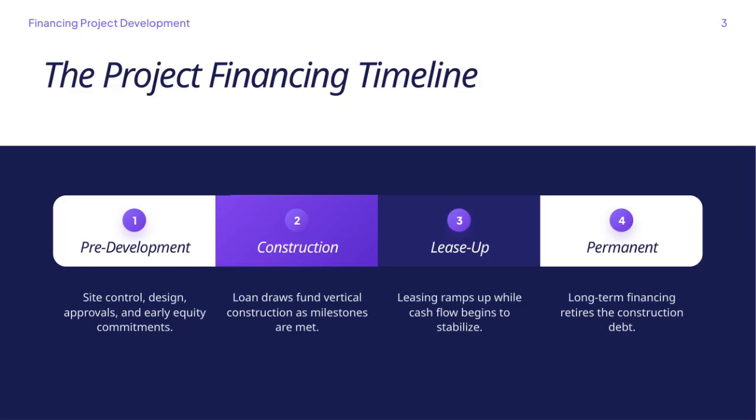Here, we're looking at the project financing timeline broken down into four key phases. First, in the pre-development stage, the focus is on securing site control, completing design and approvals, and obtaining early equity commitments. This is when the groundwork is laid to move forward confidently. Next is the construction phase, where loan draws are used to fund vertical construction as certain milestones are reached. This allows for steady progress while managing cash flow effectively.